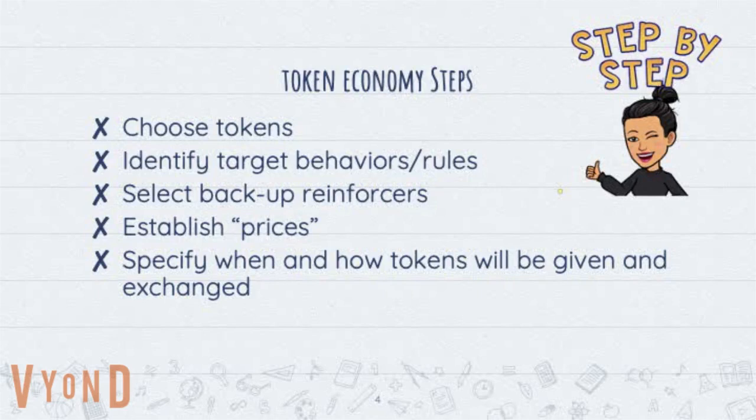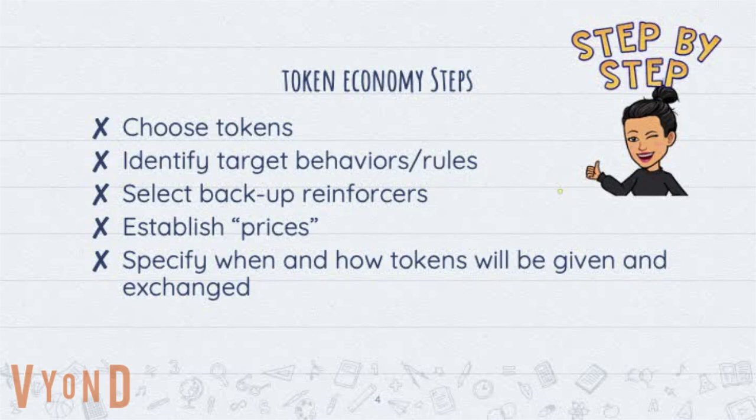The next step is to select what they can work for. We call these backup reinforcers. Remember, to motivate them, we want to make sure that we have something they really want to work for. This could be iPad time, video game time, a special activity, or special snacks or treats. Choose what is available and works for your household.